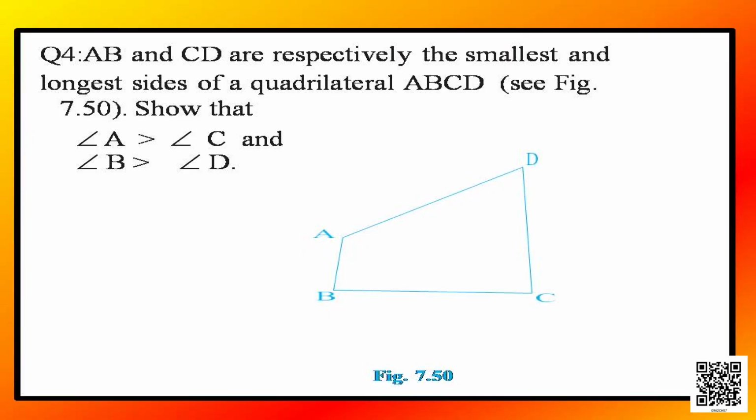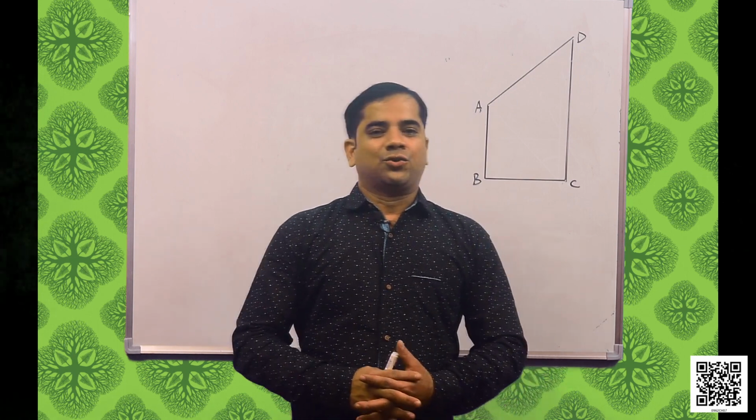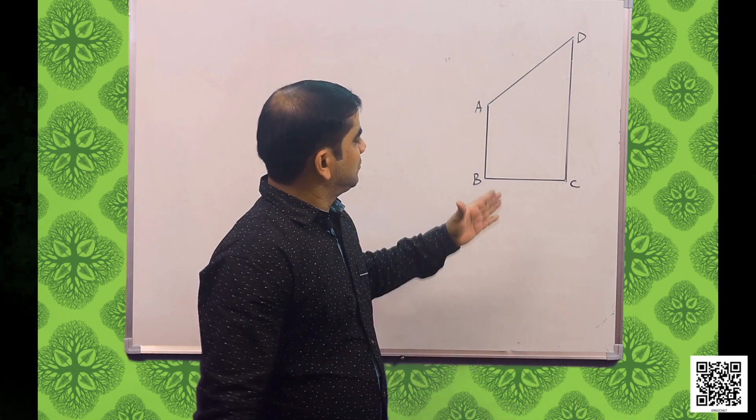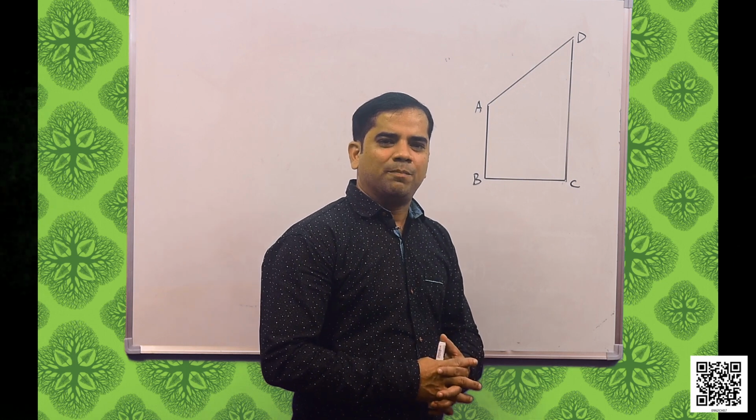Students, let us discuss question number 4. It says AB and CD are respectively the smallest and longest sides of a quadrilateral ABCD. You can see the figure as it is given in your book. The question asks us to prove that angle A is greater than angle C and angle B is greater than angle D. So, let me draw the diagram first, then we will go for the solution. Students, I have drawn the diagram as it is given in your book.